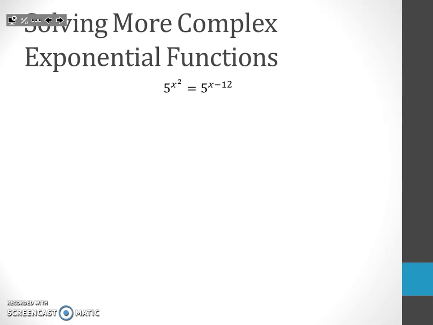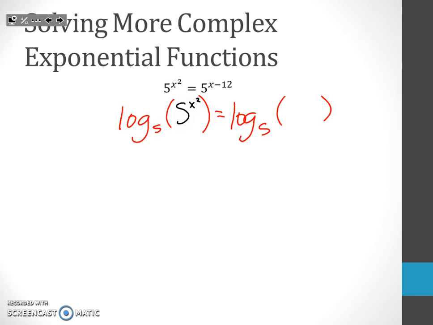Okay, now we've got exponential functions here. I've got 5 to the x squared equals 5 to the x minus 12. Again, same bases. That's good. If we've got stuff up in the exponent that we need to get down, we need to hit it with a log. So I'm going to hit this with a log base 5 of 5 to the x squared, and I'm going to hit it with a log base 5 because we have to do the same to both sides, of 5 to the x minus 12.